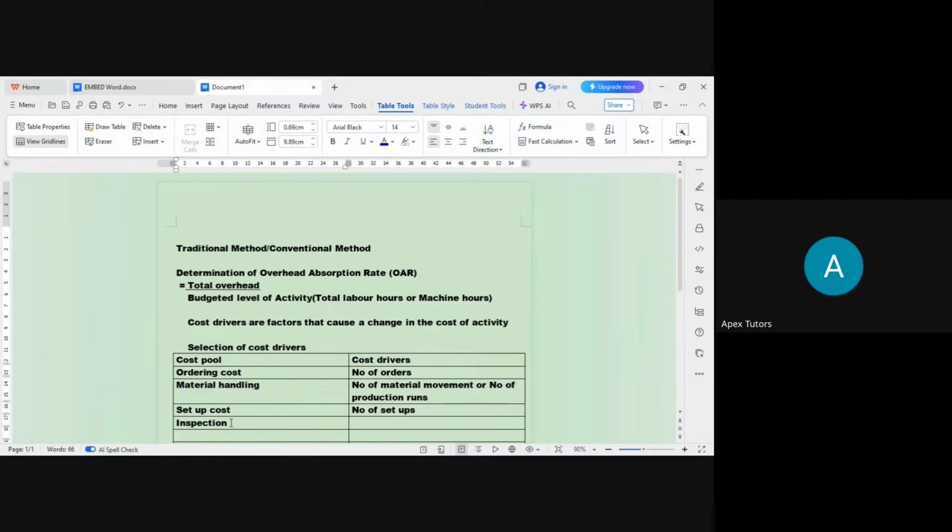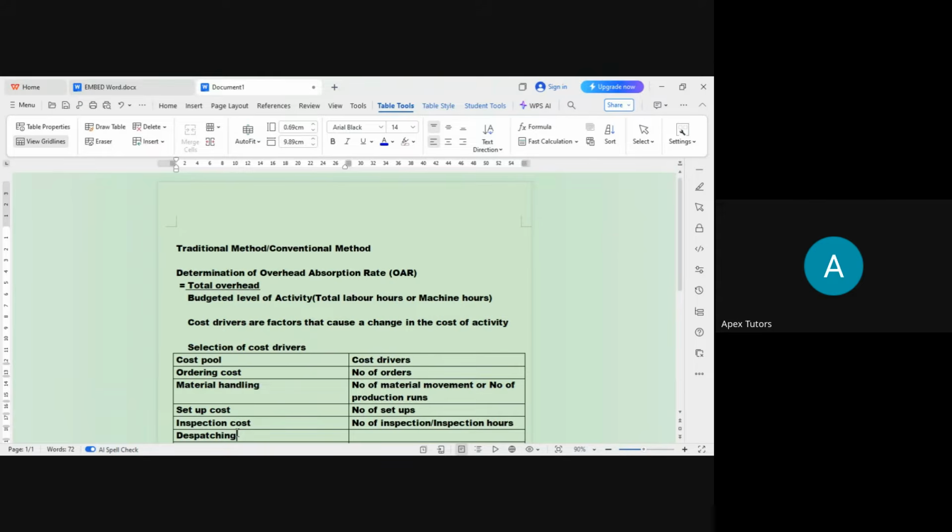And also we can have things like inspection cost. For product quality management, there will be need for inspection often to see that the product produced meets up with the set standard by the organization. Now, the cost driver for inspection cost will be what? Number of inspections, and it can be inspection hours.